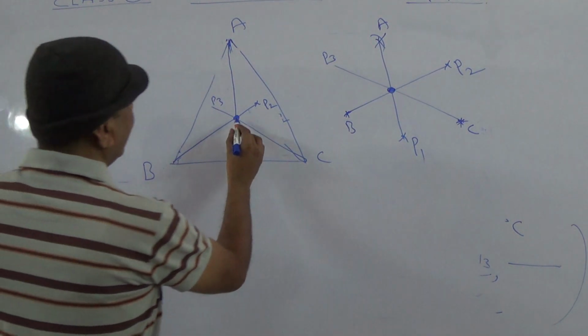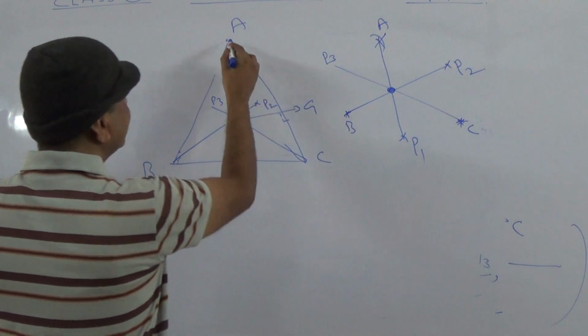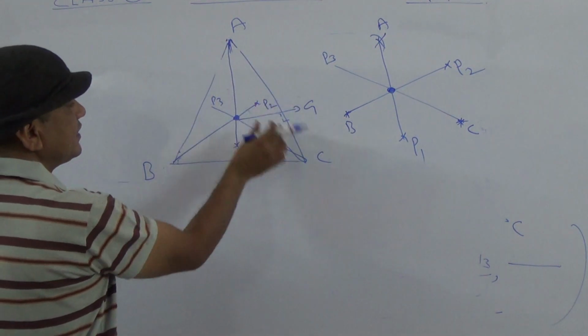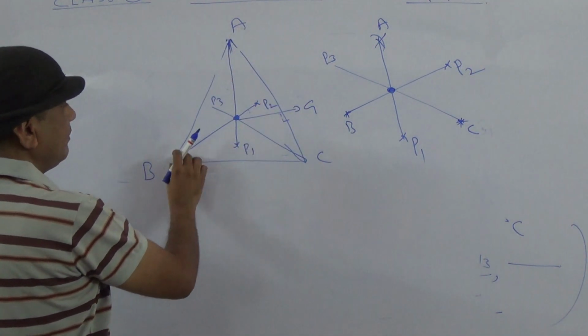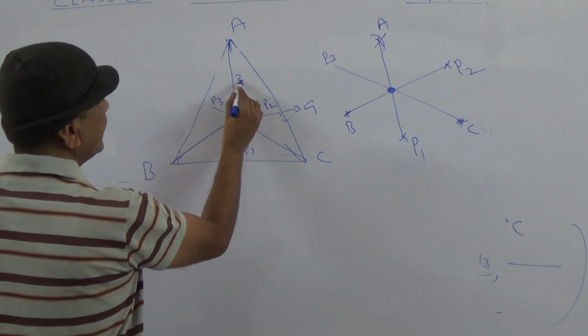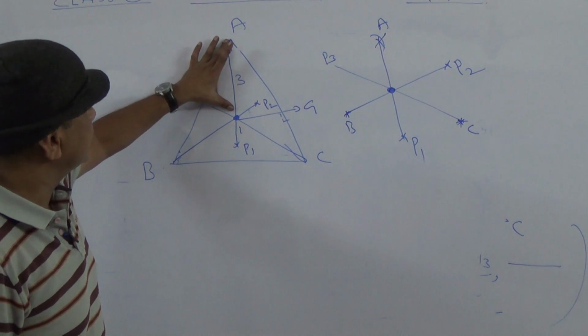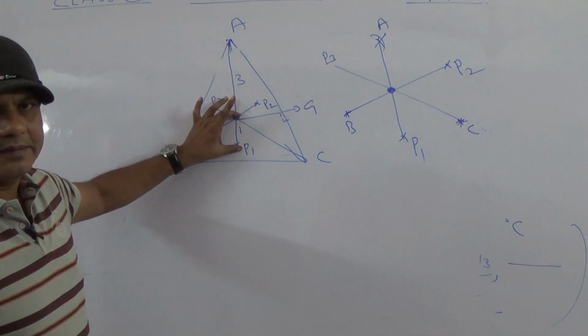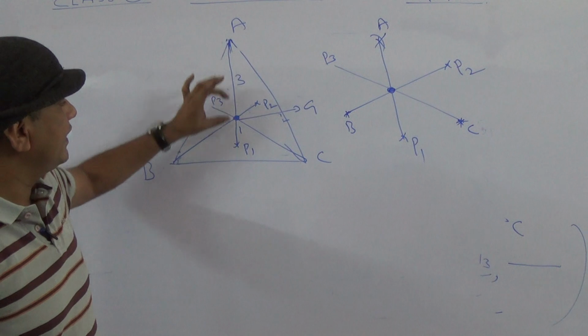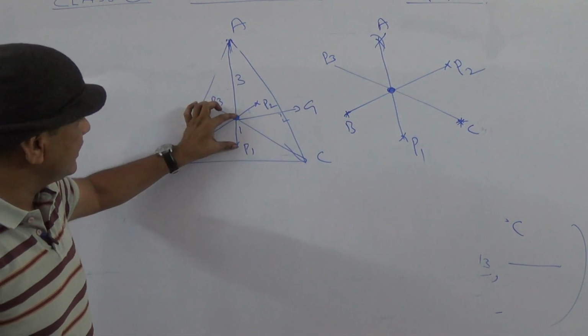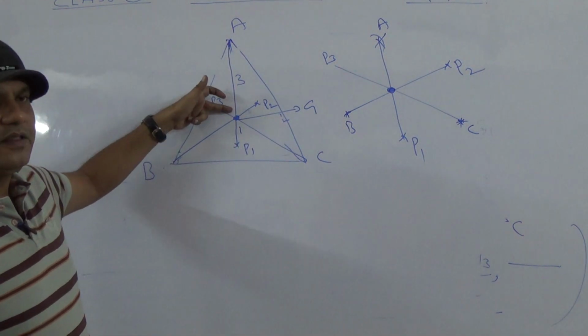Now this centroid G divides each line segment AP1, BP2, CP3 in the ratio 3:1. That means this length is 3 times this length. This length is 3 times this length. That means this length is 1/3 of this length.